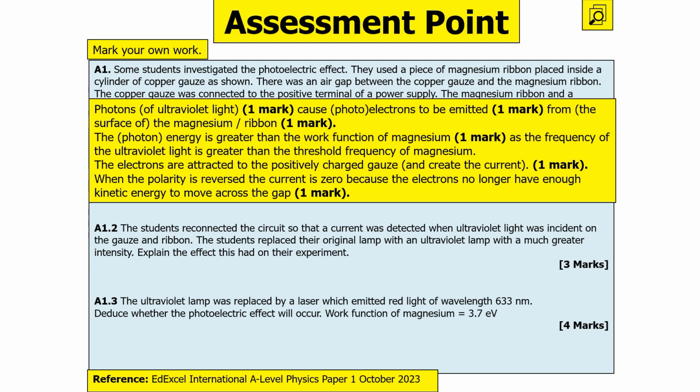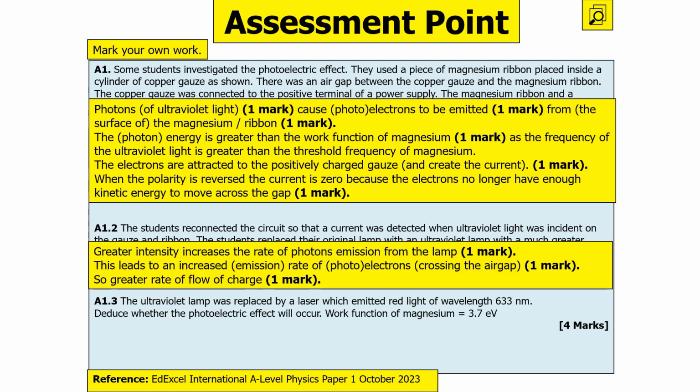Now, what effect would this have? Well, you'll notice that photoelectrons are already being emitted by the circuit. So a greater intensity will mean there are more photons hitting the surface every second. Therefore more electrons are being removed from the metal surface per second, so there's a greater rate of flow of charge. The value on the ammeter goes up.